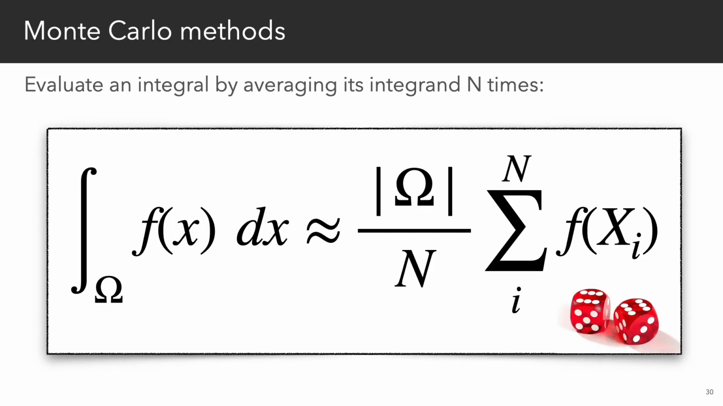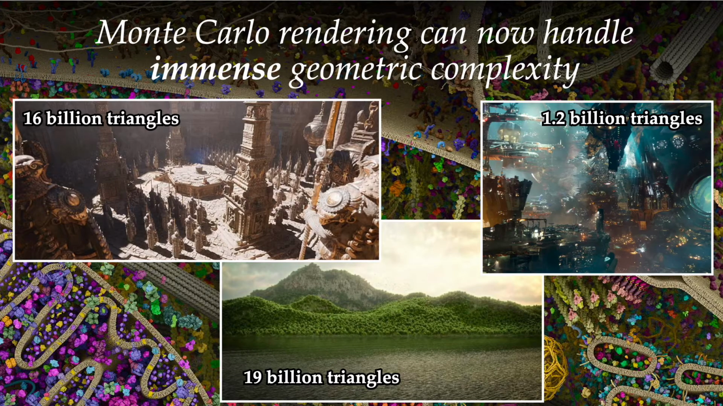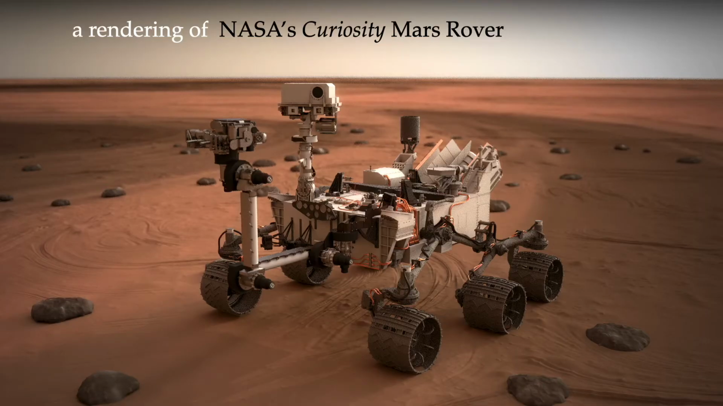We then simply average the results from n different processors to get our final estimate for the illumination in the scene. Now, because of the shift to Monte Carlo methods, modern photorealistic rendering today can handle scenes with immense geometric complexity. But maybe what's even more amazing about this technology is that it just works irrespective of what scene we throw at it. So, as an example, here's a rendering of NASA's Curiosity Mars rover.